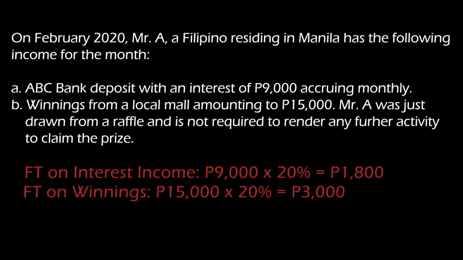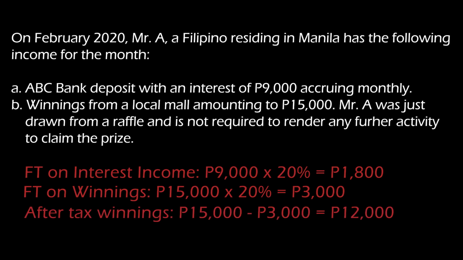As we can see here, it's the local mall's responsibility to remit the 3,000 to the BIR because the local mall is the withholding agent. Conversely, if you look at your first example, the bank is also the withholding agent. Take note, the taxpayer will receive the net amount of this particular income. For the winnings, the amount is 15,000 and the final tax is 3,000. Therefore, the taxpayer will be receiving a net amount of 12,000 pesos.